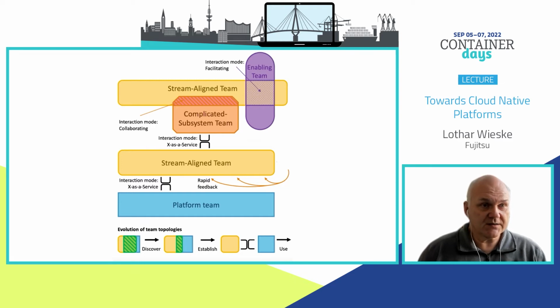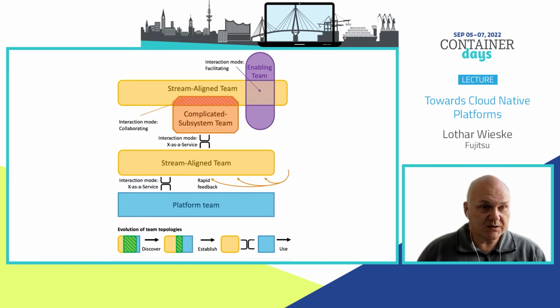Enabling teams consist of specialists in a given technical domain. Their purpose is to understand the problems of stream-aligned teams and provide assistance. Instead of dictating which choices are better to follow, enabling teams help other teams understand the constraints. Basically, they aim at growing stream-aligned teams' capabilities rather than providing solutions.